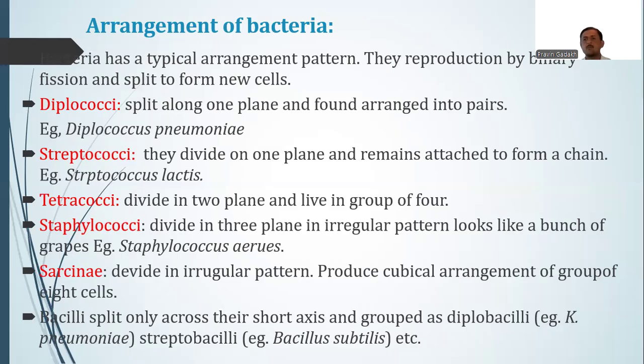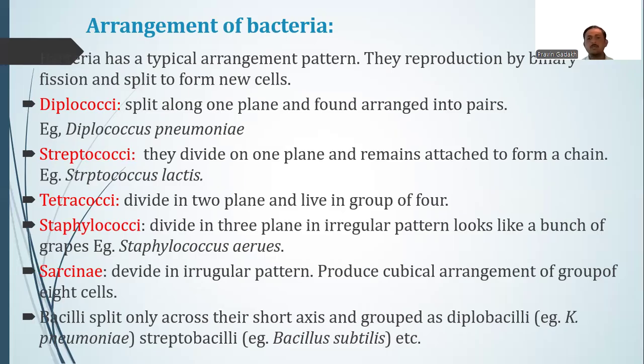So it is again another type of arrangement of bacteria, as we have seen in the case of shape of bacteria. Apart from that, bacteria also follow the proper arrangement pattern. Tetracocci divide in two planes and live in groups of fours. Tetra is nothing but four, and if we see that particular bacteria in a group of four, we can call it tetracocci. Staphylococci divide in three planes with respect to binary fission. How they follow the splitting around the plane determines whether bacteria arrange into diplococci, streptococci, tetracocci, or staphylococci.